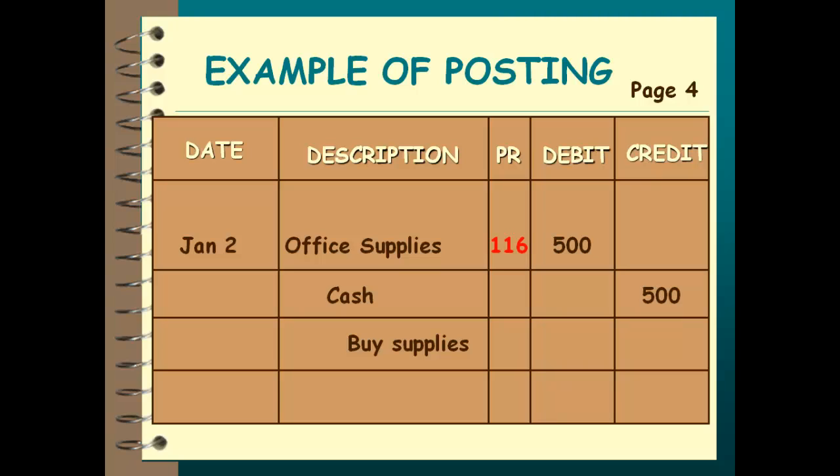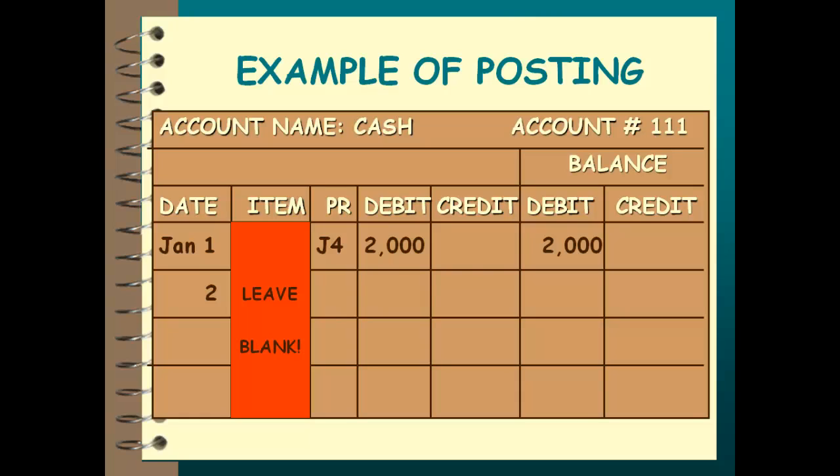Credit cash, 500. Let's go to the ledger, find the page that says cash. I believe that's the first one listed. We're going to record the date. Now, notice if my month hasn't changed, I don't even have to write January again. Okay, I can just write the day. Saves us a little bit of writing.